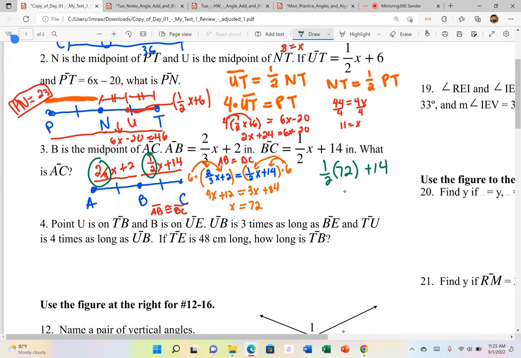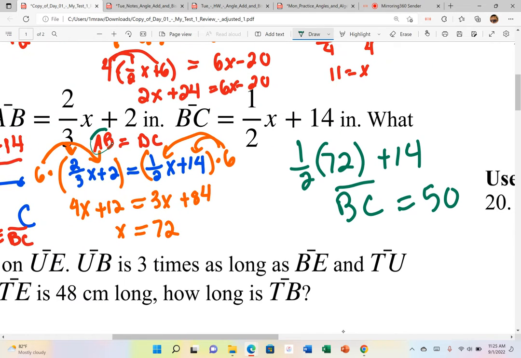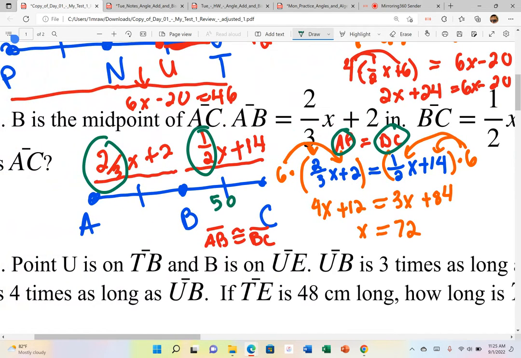Now, why is that important? That tells me that BC is equal to 50. Well, guess what we said earlier? We said that AB and BC were equal to each other, right? We said that. So since BC is 50, that means AB is also 50, which means AC is 100.